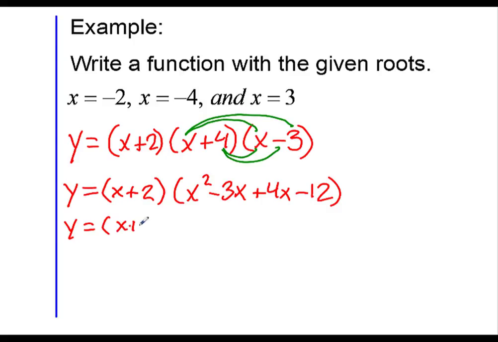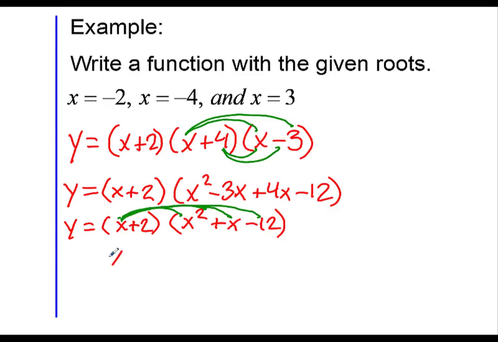Let's combine the like terms and get x squared plus x minus 12. Now it's time to multiply this x times all these other 3 pieces: x times x squared, x times x, and x times negative 12.